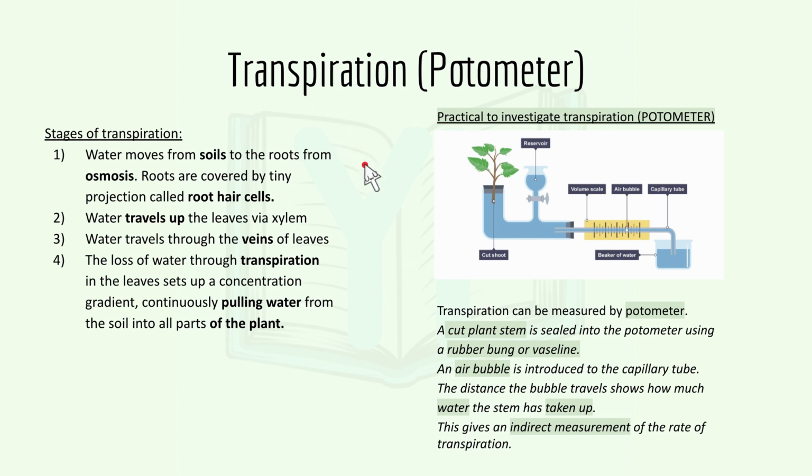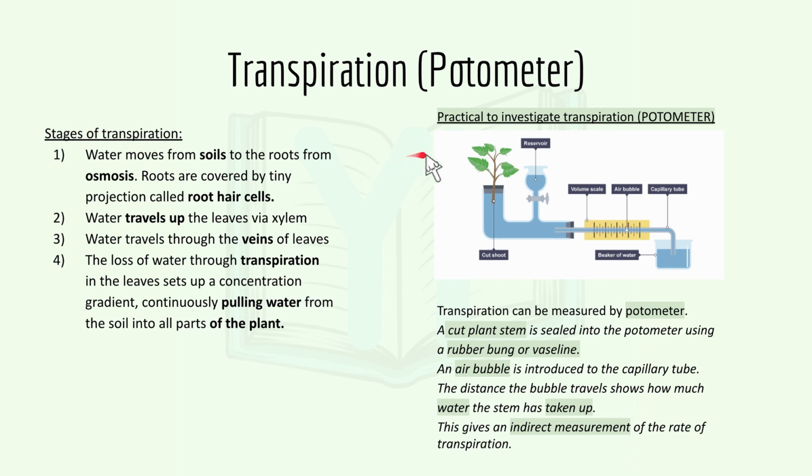Here are the stages for transpiration. Water moves from soil to the root by osmosis. Roots are covered by tiny projections called root hair cells. And water travels up to the leaves via xylem, and water travels through the veins of the leaves. And the loss of water through transpiration in the leaves sets up a concentration gradient, continuously pulling water from the soil into all parts of the plant.